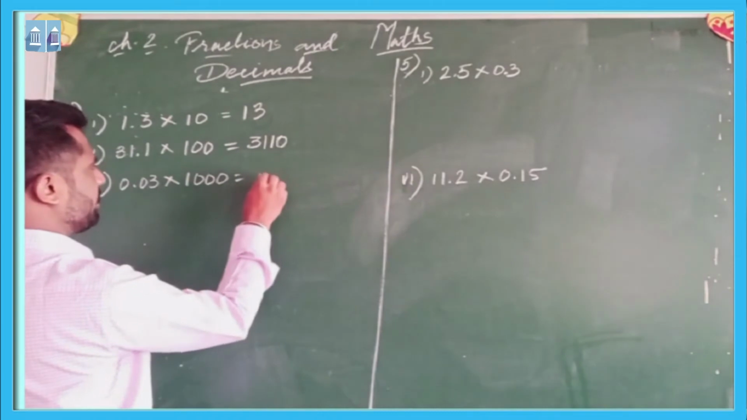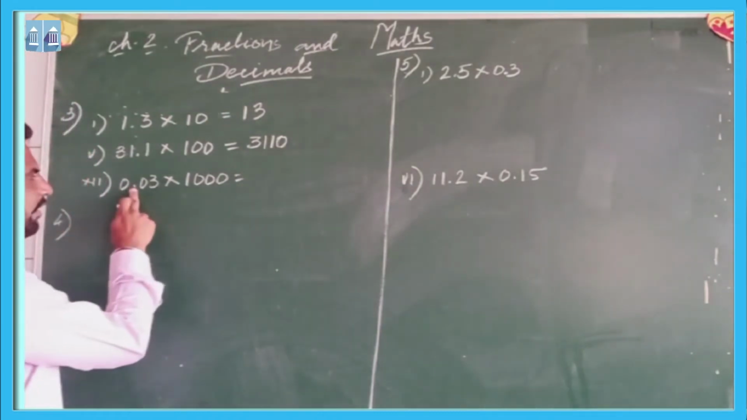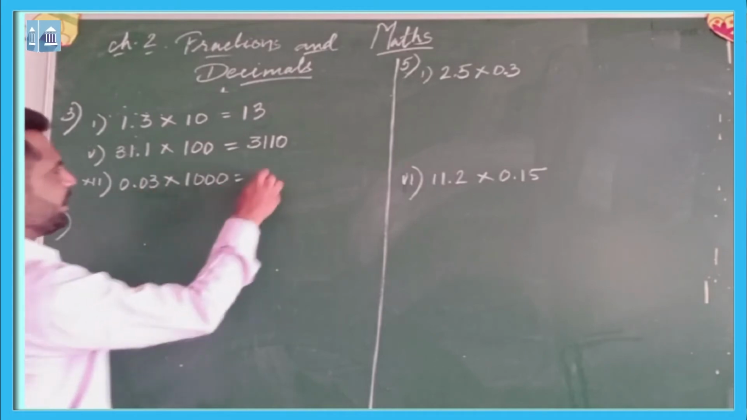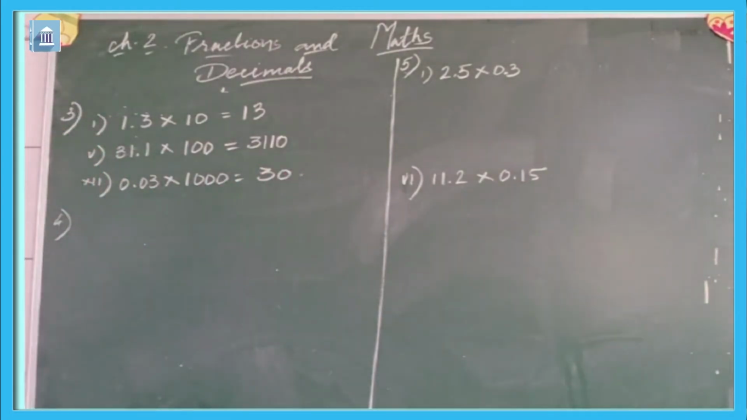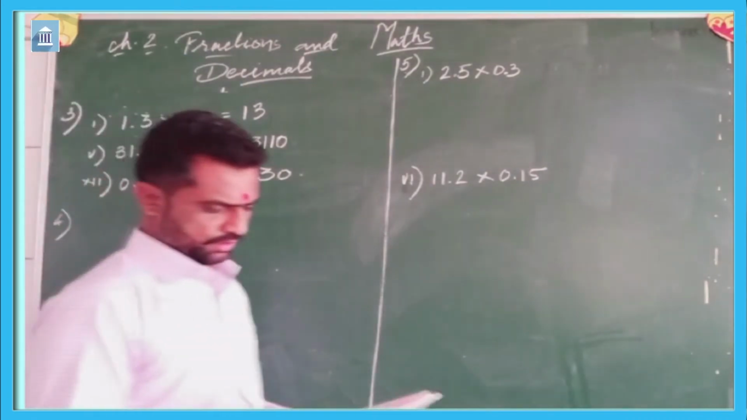Again, the decimal point will move from here. It will move 3 digits toward this side, so 1, 2, and 3. So the result is 30. Now let us see question number 4.